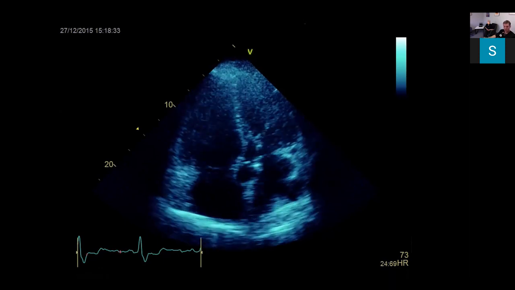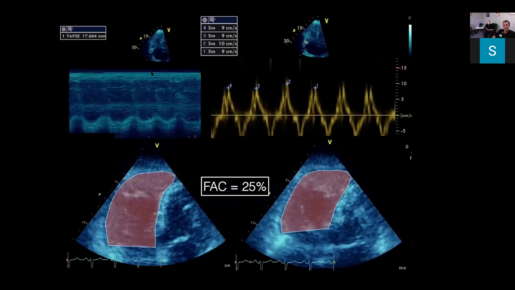But you're absolutely right, if we have a look at the TAPSE, it's completely normal. It's greater than 16. If we look at the S prime, it's greater than 6.5, greater than 8, whatever value you want to use. But it's 9 or 10. That's definitely normal. You've got fractional area change.